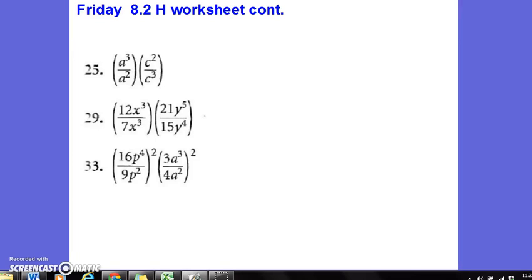All right, Friday, we're going to do the bottom half of the blue worksheet. You should have tried 25, 29, and 33 first, and we're going to go over them. Again, these are quotients of monomials, and when they're side by side, you simply multiply.